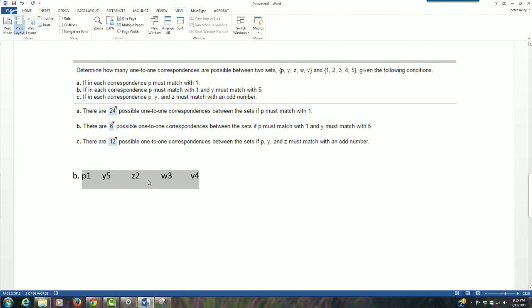I think I see how this is going. You see how that works? It's a pain in the butt because you're having to rewrite and come up with all the different possibilities, but that's what it's asking for you to do.